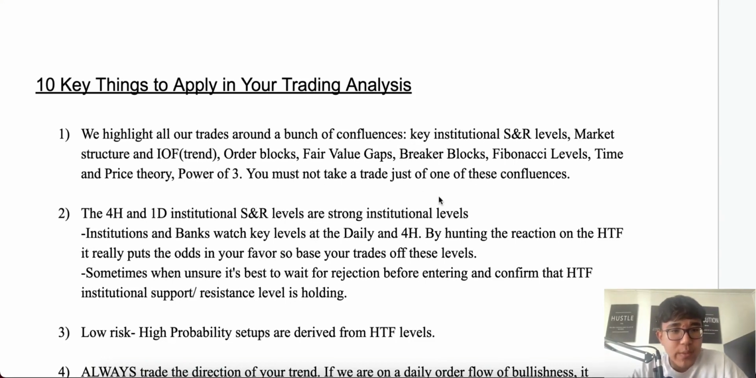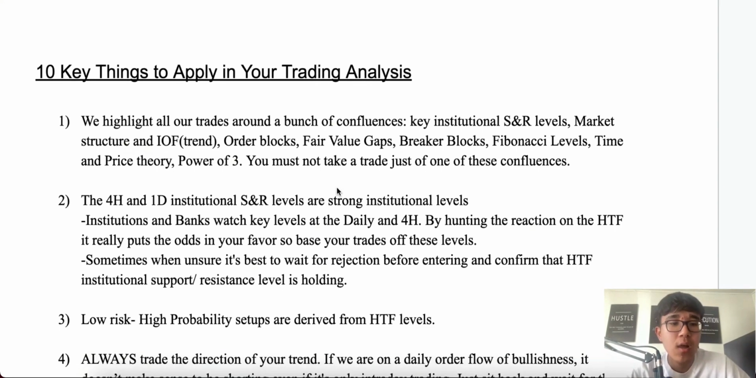So number one is we highlight all of our trades around a bunch of confluences. Yep, that's true. We don't just enter off one confluence. We don't enter off, oh, look, it's an OTE, or look, there's just an order block. We need a bunch of different things. Kill zone's a good thing, which I don't think it's here. Oh, yeah, time and price theory. Kill zone, if a power of 3 is forming, an order block, if we're following the institutional order flow or trend, market structure, institutional support and resistance levels, fair value gaps. The more confluences we have, the better the trade idea.